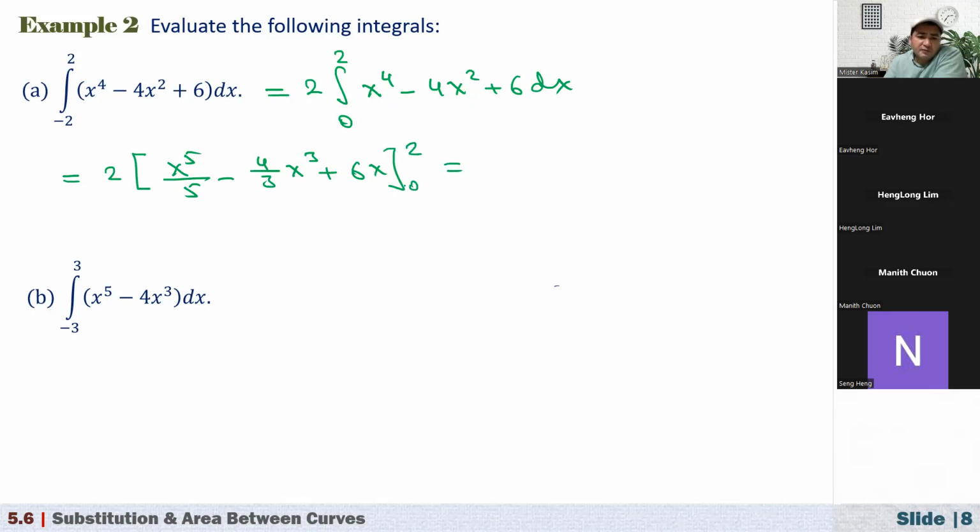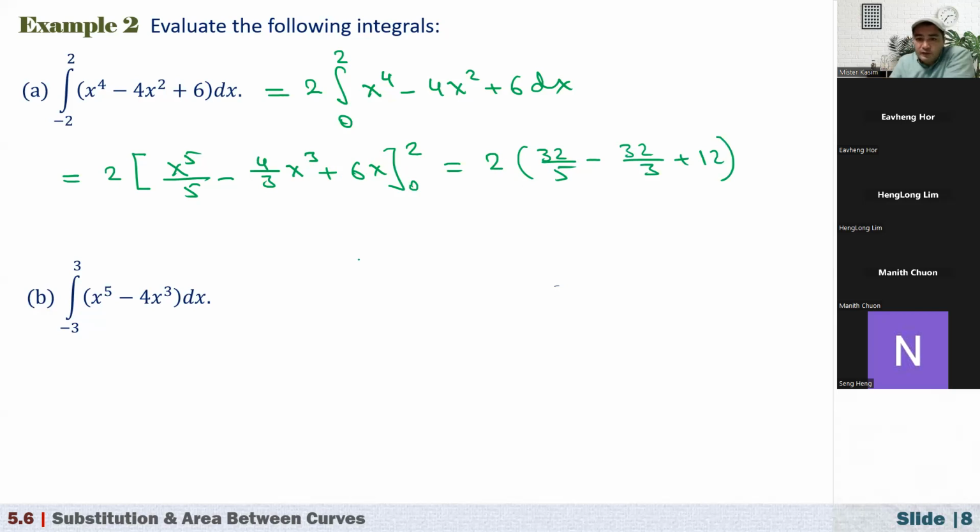As you see here, every term has x, so when it is 0, it is 0. Right? So we don't have to evaluate at -2 here. And when it is 2, so here we have 2 times, 2 to the power of 5 is 32 over 5, minus 2 cubed is again 8, so 32 over 3, plus 12. And just simplify and write the answer.